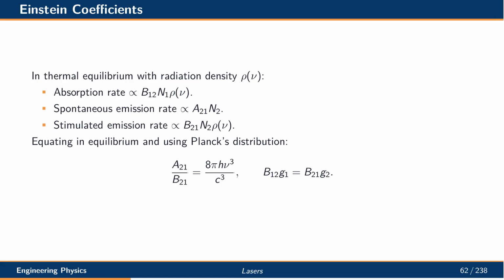Einstein analyzed atom-photon interactions using three coefficients. B12 governs absorption, A21 governs spontaneous emission, and B21 governs stimulated emission. By requiring thermal equilibrium with blackbody radiation and using Planck's distribution, Einstein derived a beautiful relation showing that the ratio of A to B coefficients is proportional to frequency cubed. This result links the discrete quantum picture of atoms with the continuous radiation field and gave a quantum mechanical foundation to the theory.